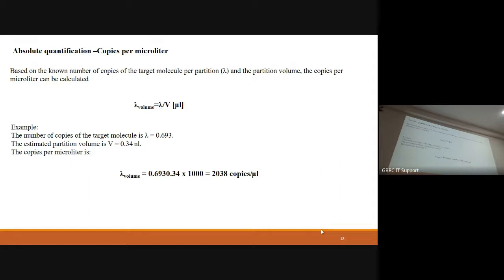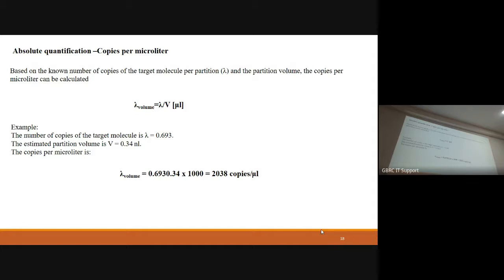From that 40 microliter, the analyzer does not use some volume. That will be the dead volume. So from that 40 microliter, they are using, suppose, 24 microliter. Suppose the total volume is 24 microliter and that is divided into 26,000 partitions. According to that calculation, the estimated partition volume will be 0.34 nanoliter.